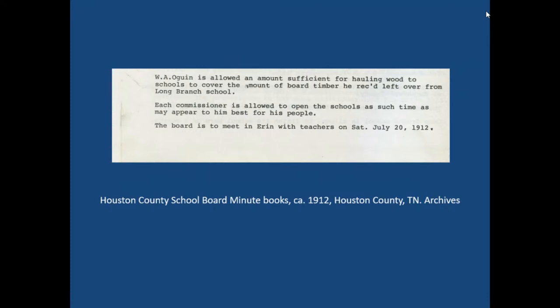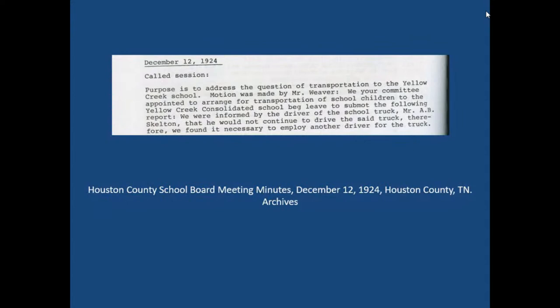Here's another example from 1924. The purpose of this session was to address the question of transportation to the Yellow Creek School. Maybe you'll find how your ancestors' children got to school by bus, by wagon. Maybe they walked. But this is some great information to help tell the story of your ancestors, but also to tell local history, the community history, and school history.